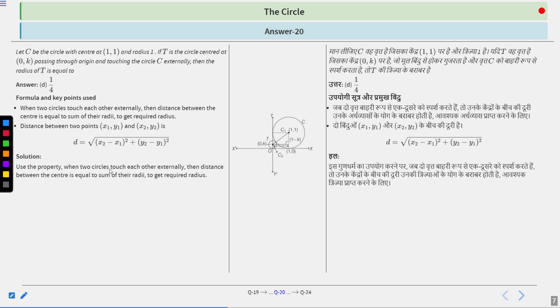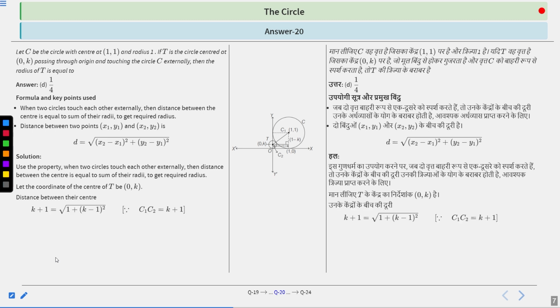Now using the property that when two circles touch each other externally, the distance between the centers is equal to the sum of their radii, to get the required radius, let the coordinate of the center of T be (0, k). So the distance between their centers is k plus 1, which is equal to root over 1 plus (k minus 1) whole square. Clear? Because C1C2 is equal to k plus 1.